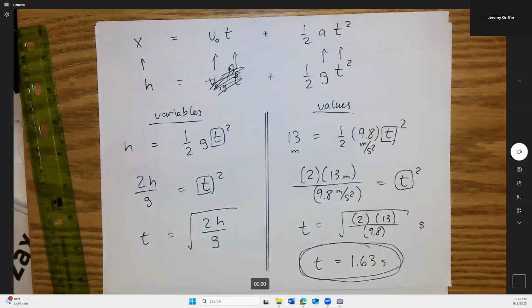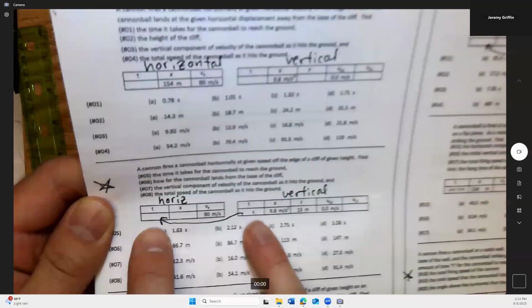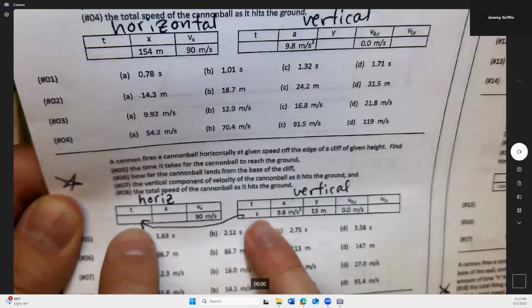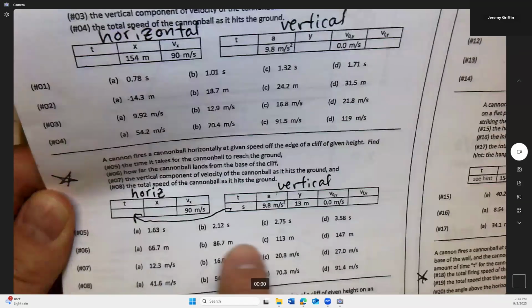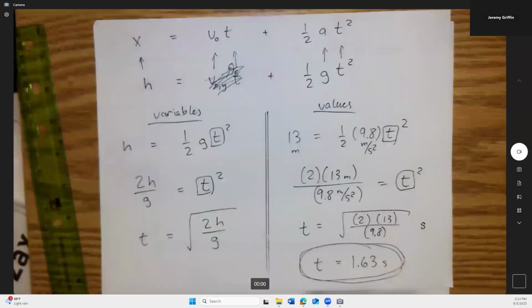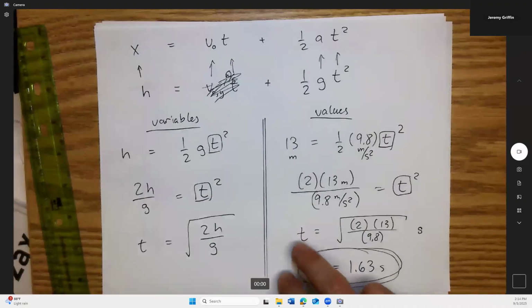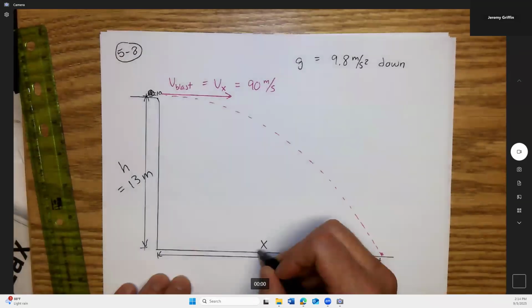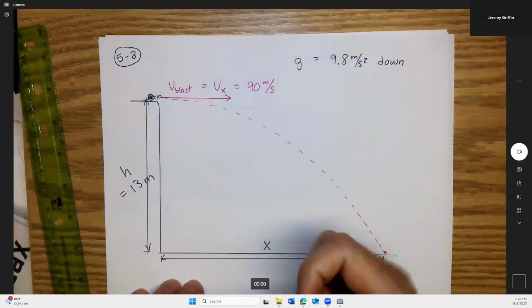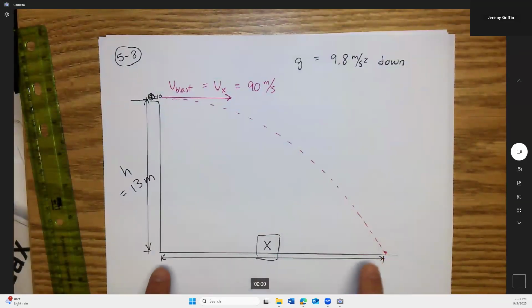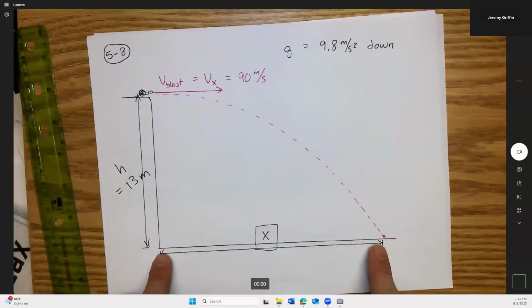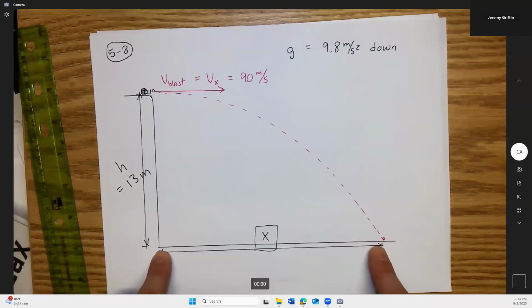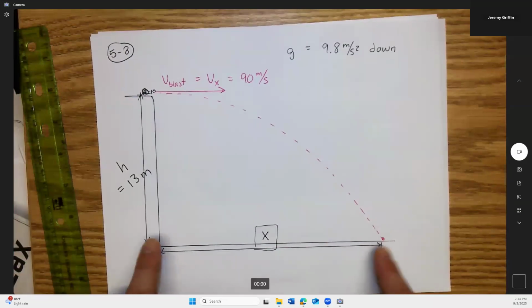So now you know the time. In fact, if you want to, you could write the time in seconds in that little box right there. It should be whatever the answer to number 5 was. Next question says, how far has the cannonball landed from the base of the cliff? That's this X right here. So we're going to solve for X. Sometimes it's labeled D. Today it's labeled X.